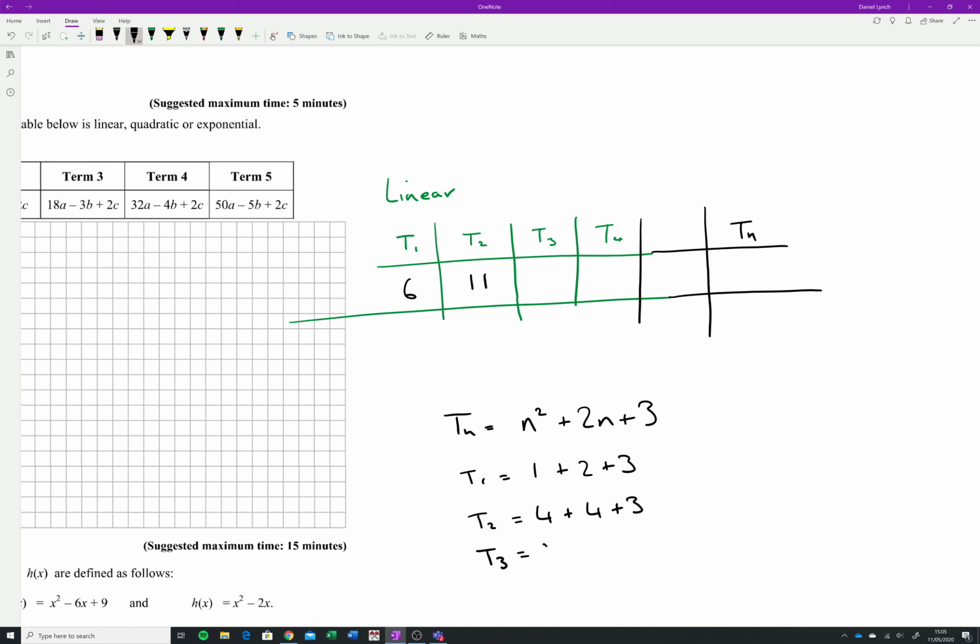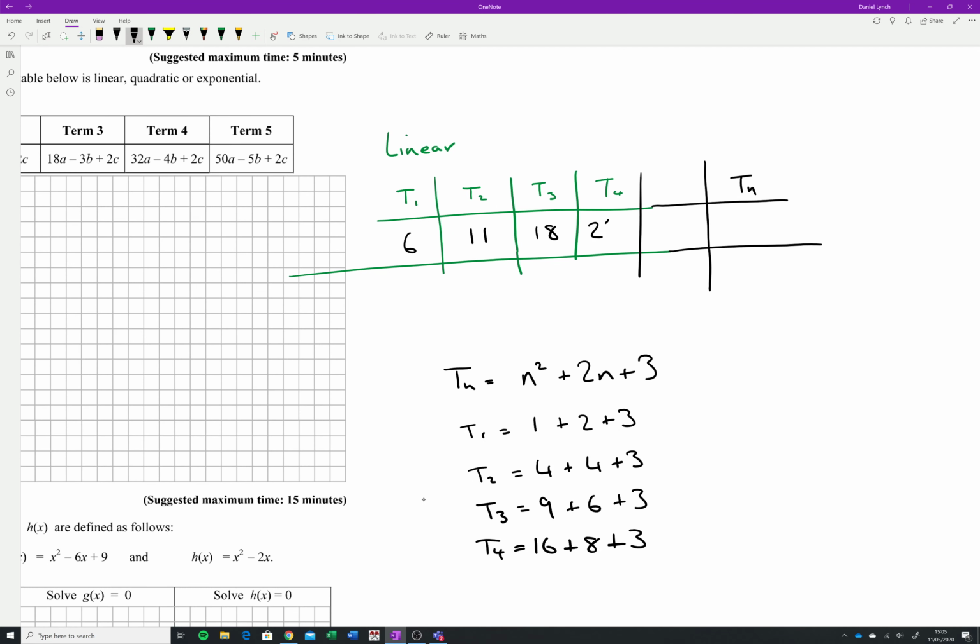T3 is 9 plus 6 plus 3. That seems to me like it's 18. T4, thank God I didn't go any higher, is 16 plus 8 plus 3. So it's 27, I think. I better double check that one. 24, yeah, 27. Okay. So this is going to be an example, and we'll pretend that we didn't know this before. Let's just say we were given this.